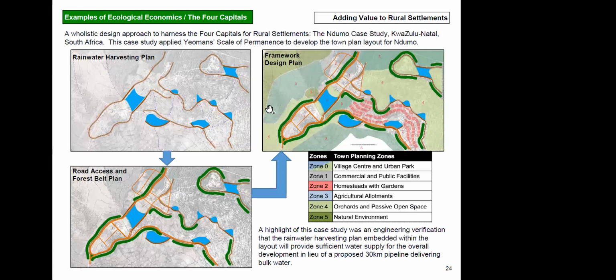Now, we will expand on this slideshow in the next module, and then again in module 5. And I'll also upload the full presentation of this case study. But we started off with the rainwater plan. And then we integrated rainwater with access roads, because from the roads you gather a lot of stormwater, and the runoff of stormwater into swales develops the forest belts, and over that we draped the permaculture zones, and that was our town planning draft layout. But more about this in the next module.